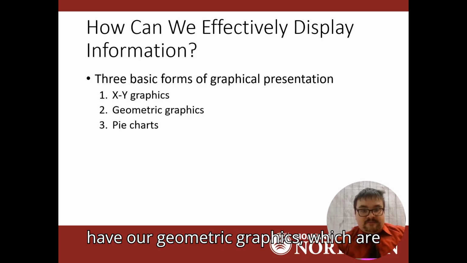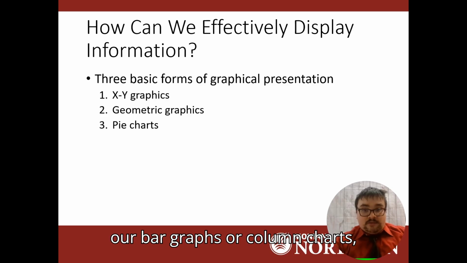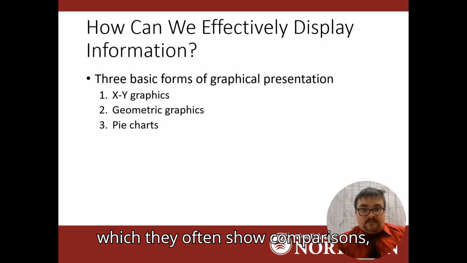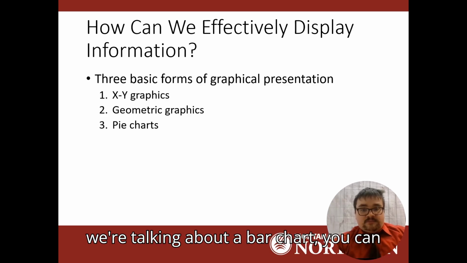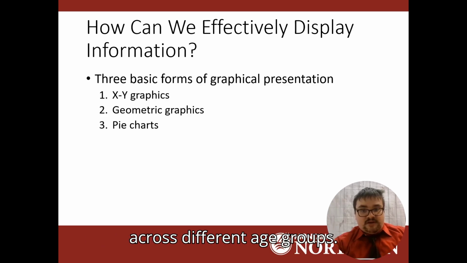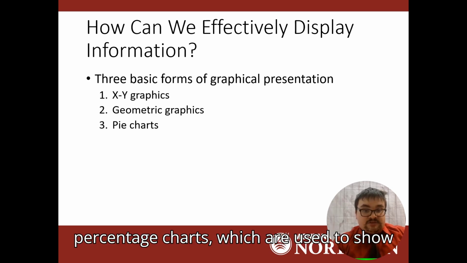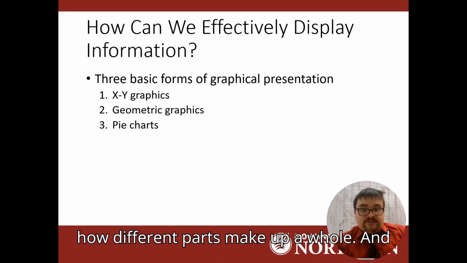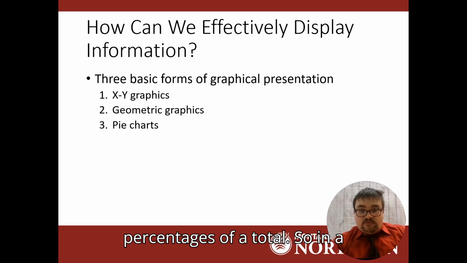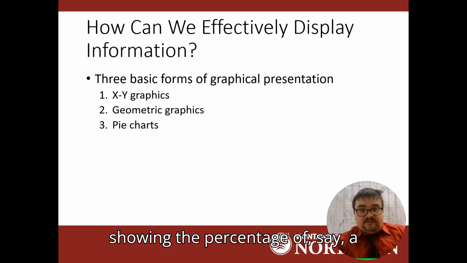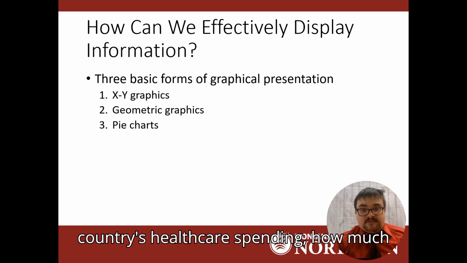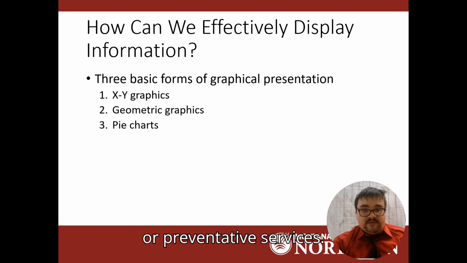Next up, we have our geometric graphics, which are our bar graphs or column charts, which often show comparisons, trends, or distributions. So when we're talking about a bar chart, you might be comparing the rates of vaccinations across different age groups. Then you have your pie charts, or percentage charts, which are used to show how different parts make up a whole. They often represent proportions or percentages of a total. So in a healthcare setting, a pie chart could show how much of a country's healthcare spending goes to mental health, hospital care, or preventative services.